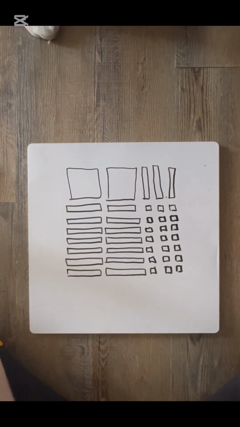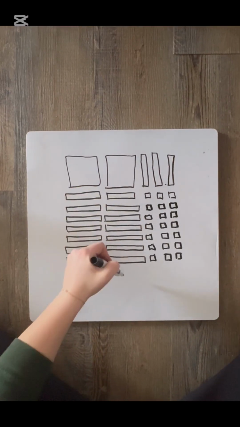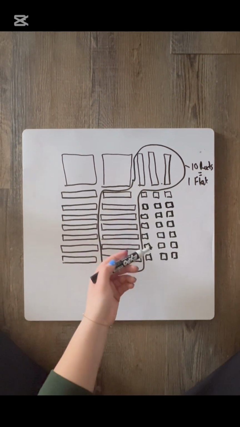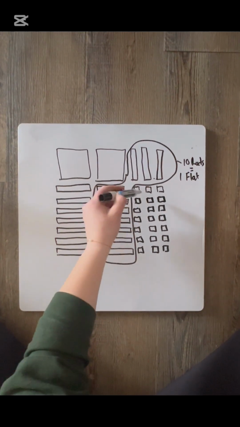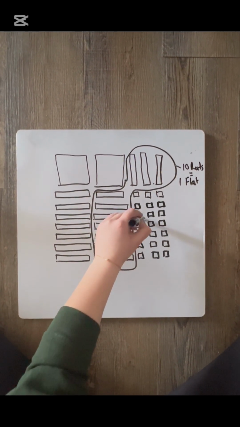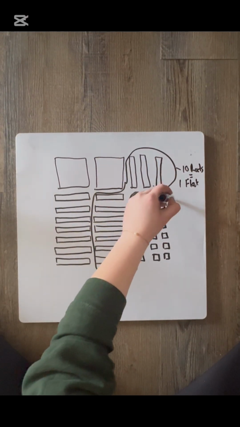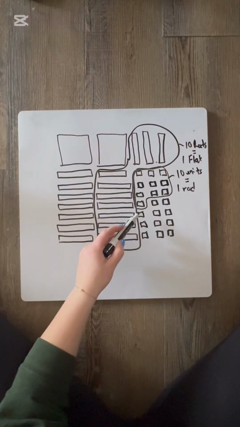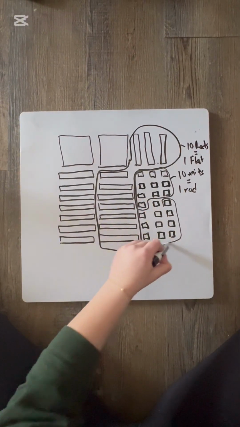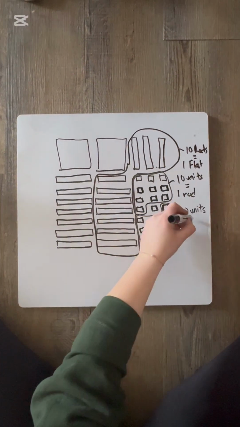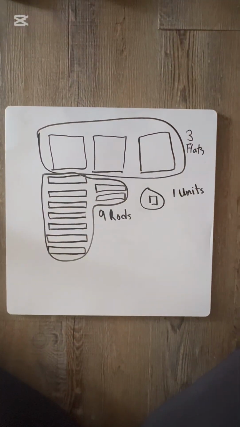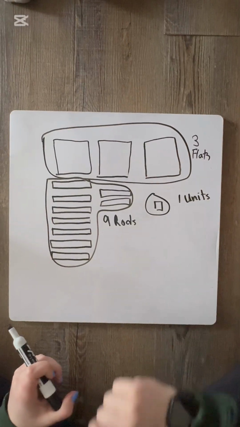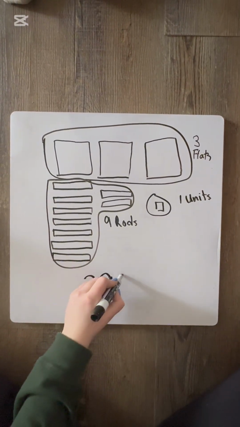I need to regroup, and if I have 3 rods here and 7 rods here, that will give me 10 rods. And now I'll need to regroup my ones. There's 21 here, so I know I'll have 10. And I have 3 by 3, which is 9, plus 1 more. This is 10 units. So now I have 11 here, so I can take 1 and 9, which also will have 1 more rod. So now that I've regrouped, I have 3 flats, 9 rods, and 1 unit, which gives me an answer of 391.